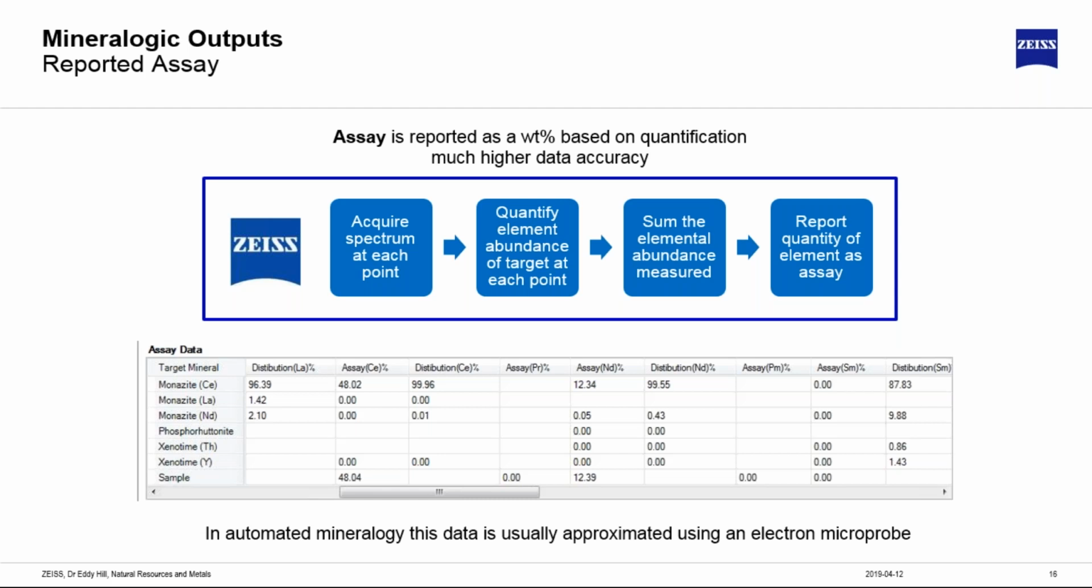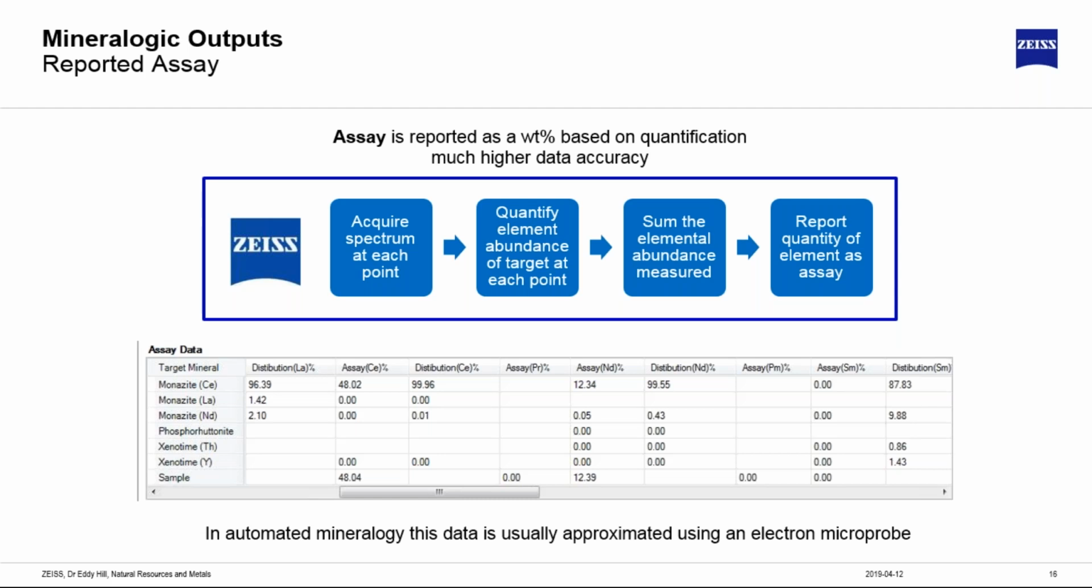Since we measure the chemistry to a high level of precision, we can report a measured assay for the sample, and report an assay and the distribution. So what we can see in this table, for example, is that the assay for cerium, which is the second column, is that the sample contains 48.04 weight percent cerium, 48.02 of which is monazite cerium, which represents 99.96% of the cerium present.